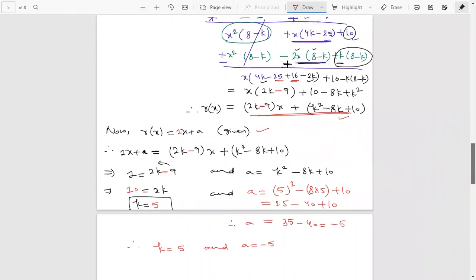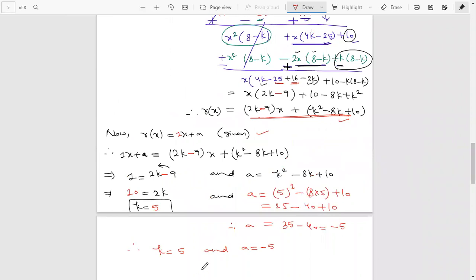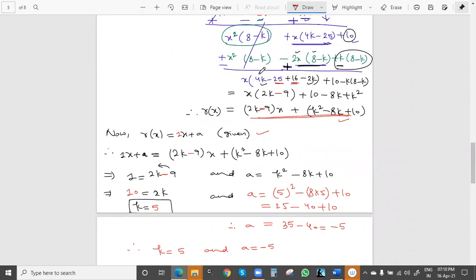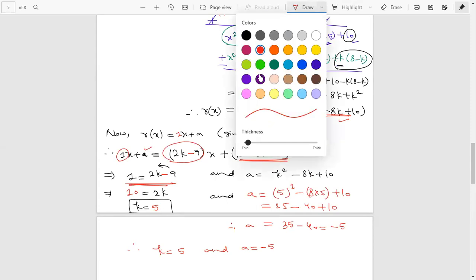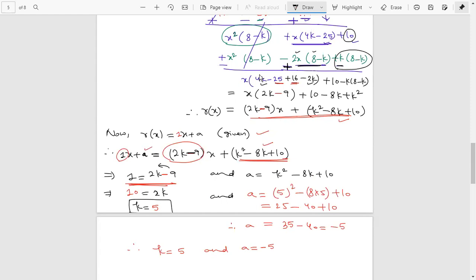Any doubt, then please ask. This was the method of solving this question. We just have to divide carefully, properly, and equate the remainder. Equating the remainder is the last task. So the x coefficient is 2k minus 9, and in the given remainder it is 1. So 2k minus 9 will be equal to 1. This is the one value. And k square minus 8k plus 10 will be equal to a, because this is the constant value. So equating the coefficients of x and the constant value, we get this a and k value.